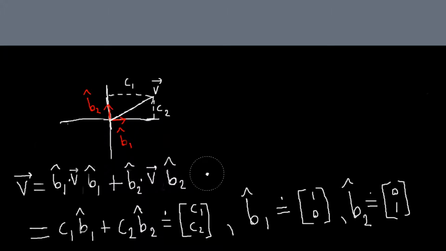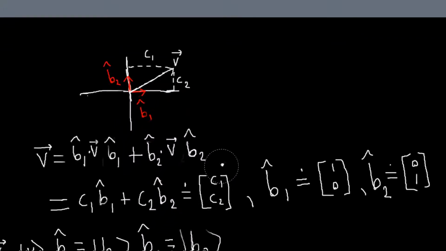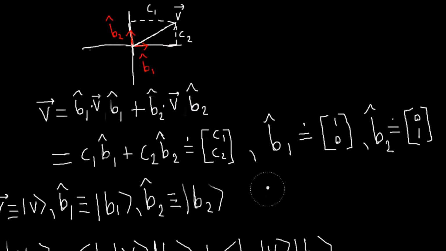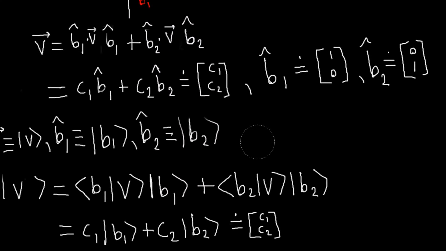So the next thing I'm going to do is just redo all of this, but in a new notation. Instead of using vector symbols over my labels, I'm going to put these labels inside what are called kets. So let's just do that and see what happens. Again, I just have my vector v that I'm writing as a linear combination of my two basis vectors, and I can represent that by a column matrix still.